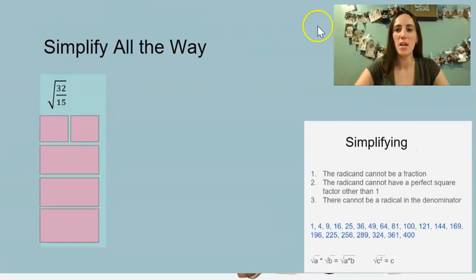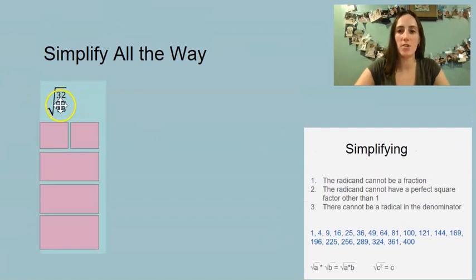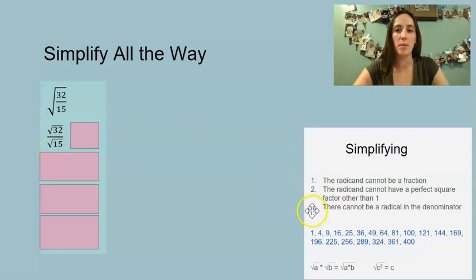Thank you, ladies. So because this is a fraction, we know we're not allowed to have that as a fraction. We have to break that apart. When we break that apart, I can just put a radical on the top and then a radical on the bottom. However, this causes a new problem because rule number 3 says there cannot be a radical in the denominator. And so my denominator of square root 15 is illegal.